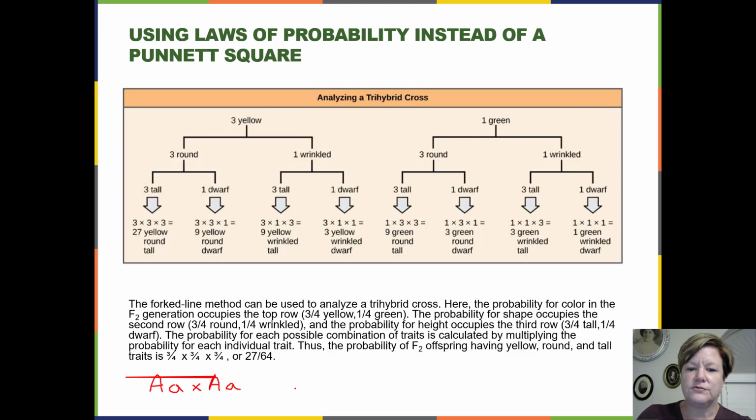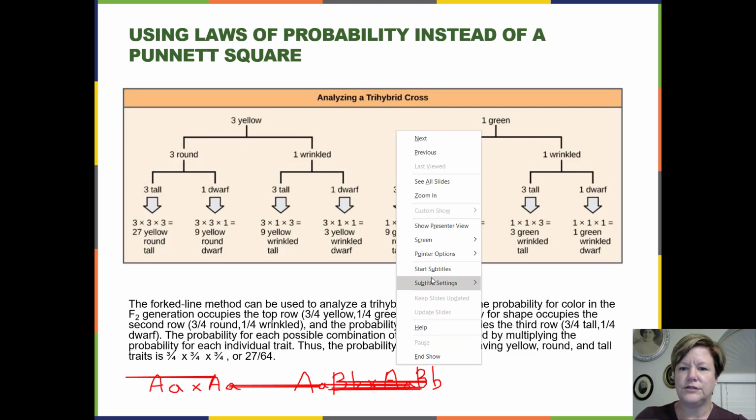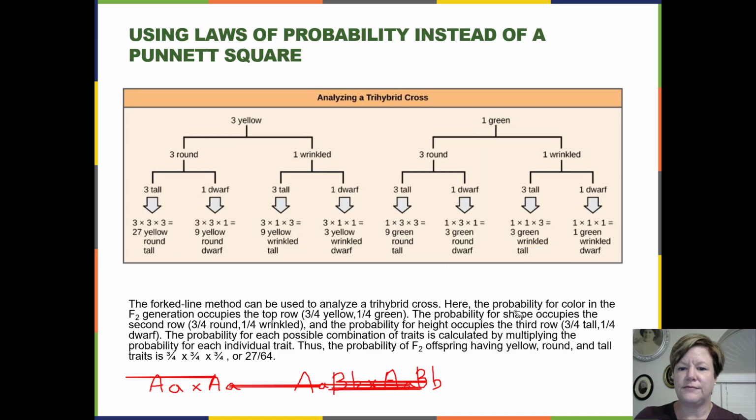A dihybrid cross would follow a pattern. The letters don't have to be the same, but big A little a, big B little b, cross big A little a, big B little b. That would be a dihybrid cross. So that would follow the 9:3:3:1 ratio. All right, let me erase all that.